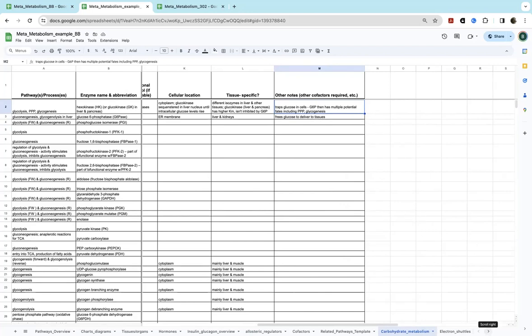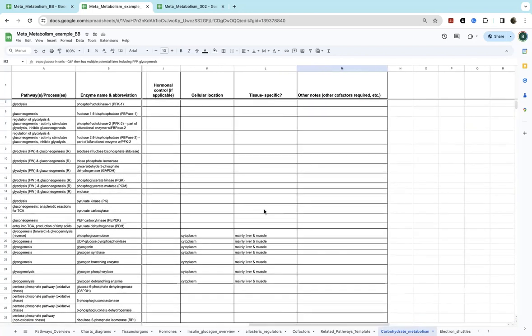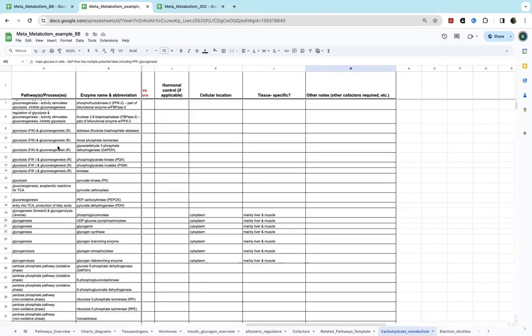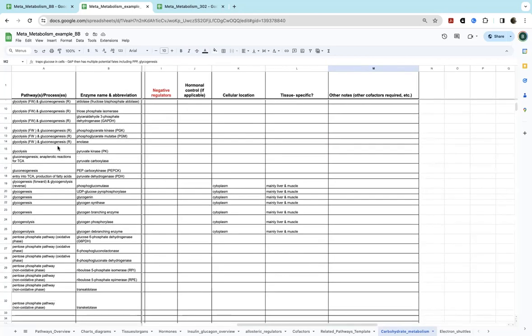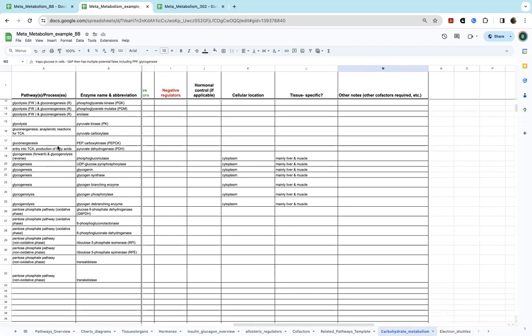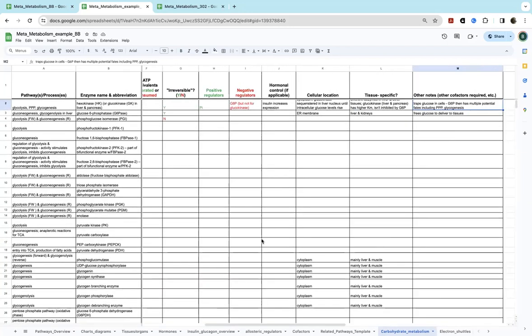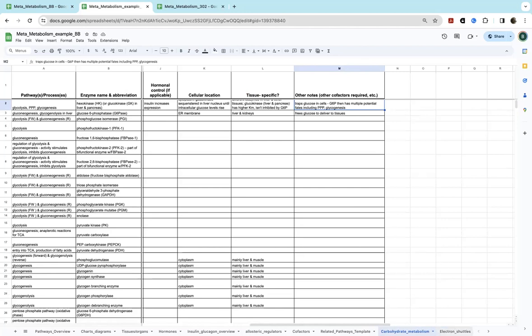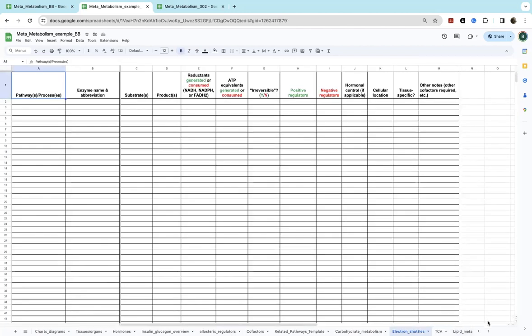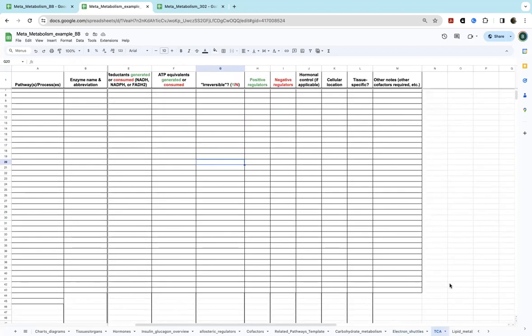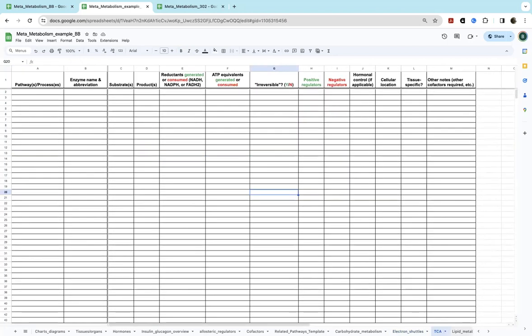So this is a carbohydrate metabolism tab. I covered glycolysis and gluconeogenesis, glycogenolysis and glycogenesis, as well as the pentose phosphate pathway. But then we also talked a lot about electron shuttles and the citric acid cycle. That's what we're about to cover. I'm really excited for that.